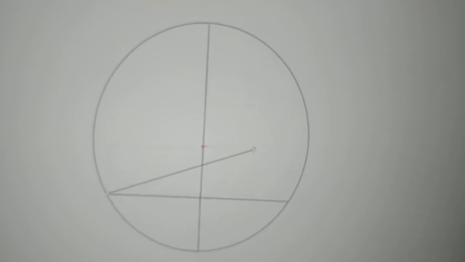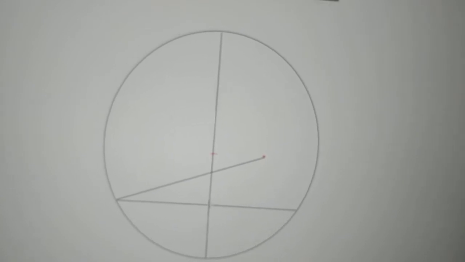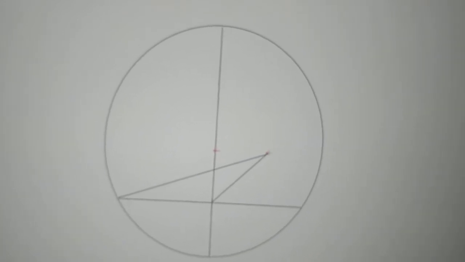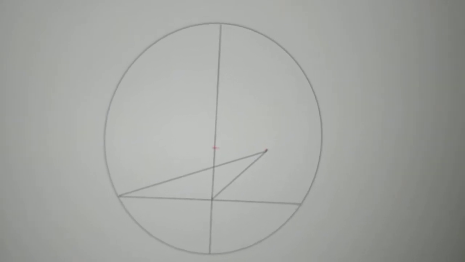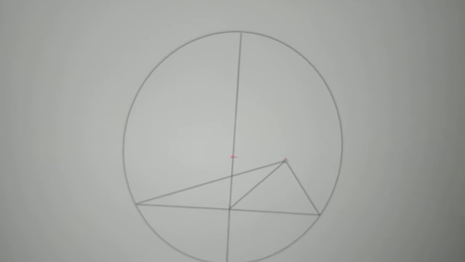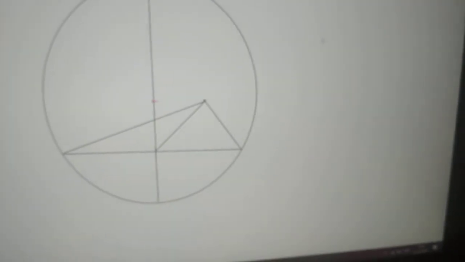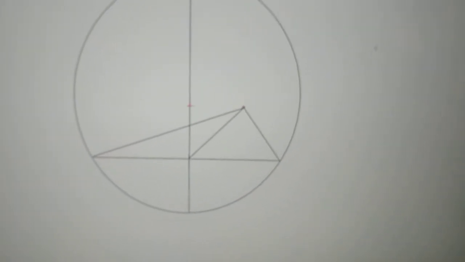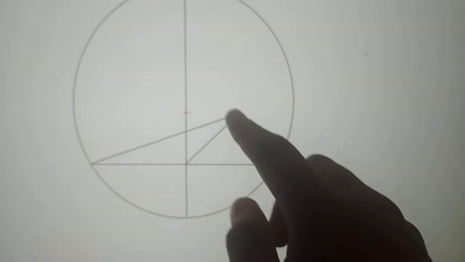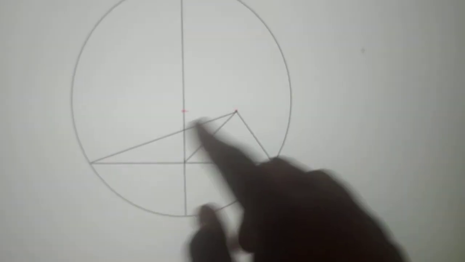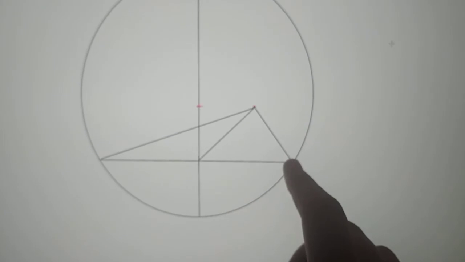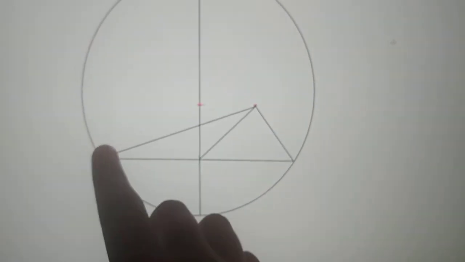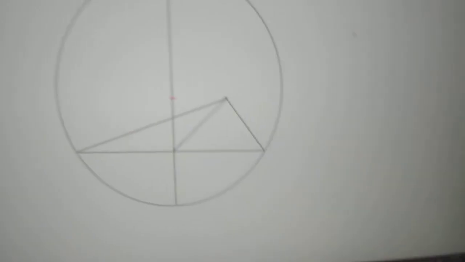Let's connect this there, and let's connect this there. So we have those three straight lines. What do we know? If this is the center of this whole circle, then here to here is a radius, and here to here is another radius. So radii are equal to each other. So this is equal to that.